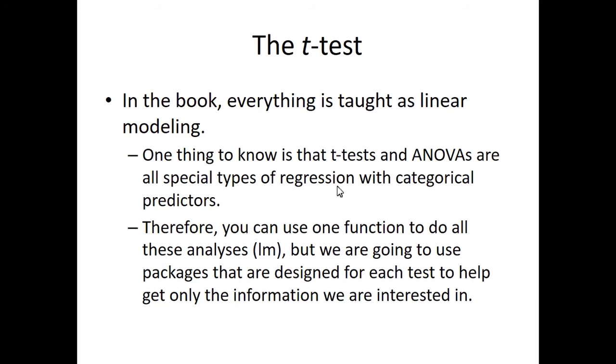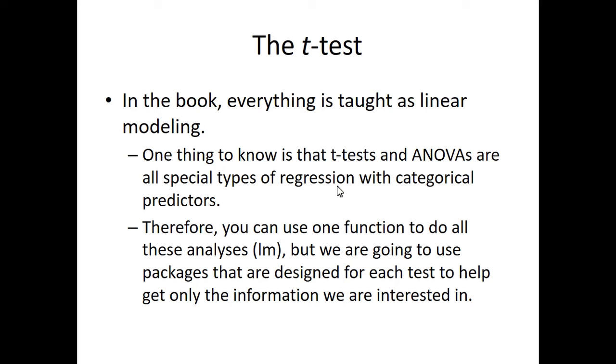Now, in this book, everything is taught as a linear model, so it actually has code for LM. We could do it that way, but it's probably a little easier to talk about these in their more traditional formats and use the t.test code instead of using everything as LM, just because it makes the output easier to read and easier to work with. But it's important to know that t-tests and ANOVAs are special types of regression, which is why the book actually has regression first, but I just find it easier to talk about groups first.